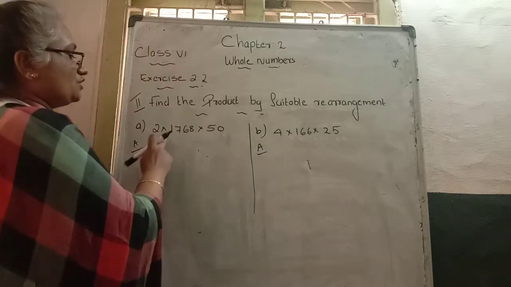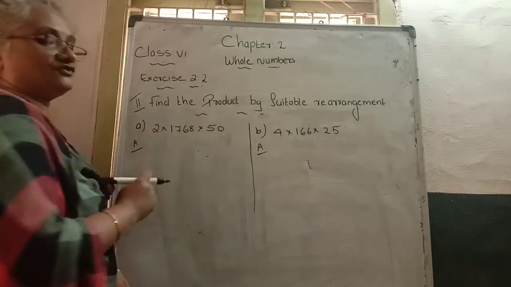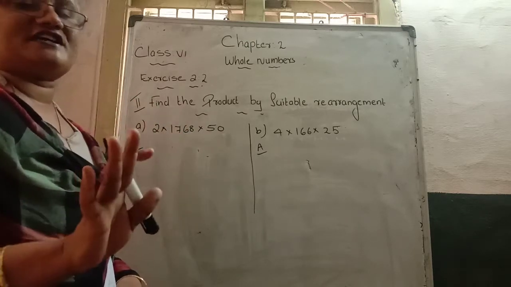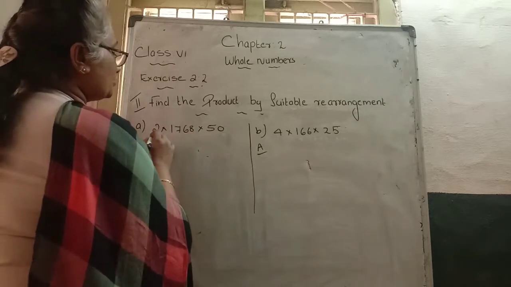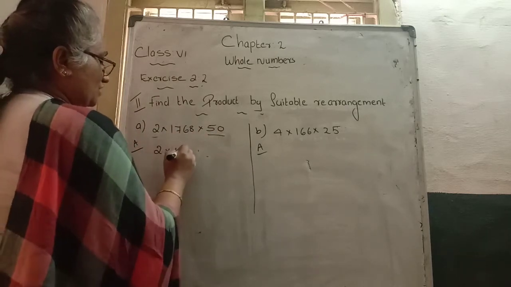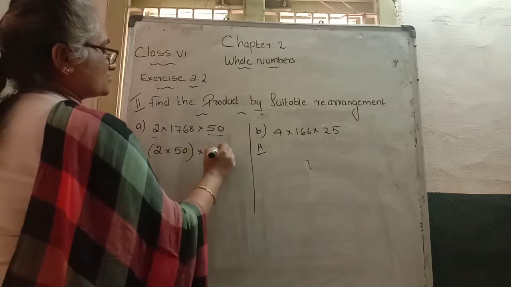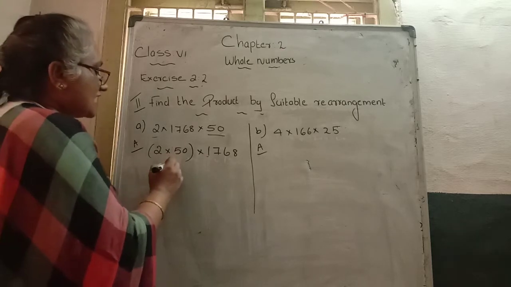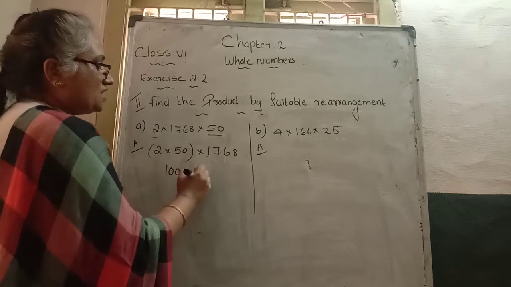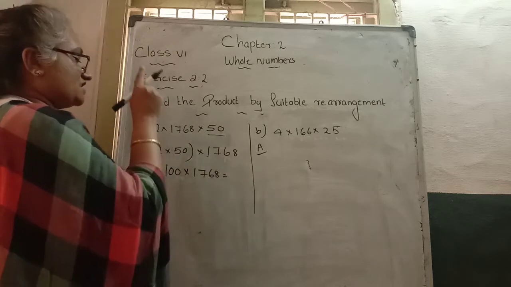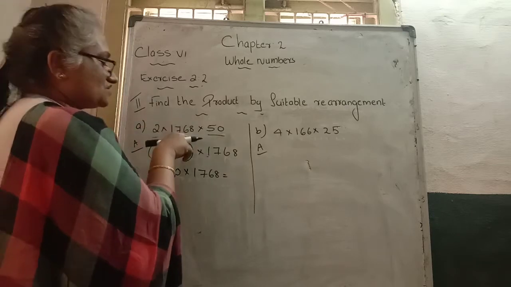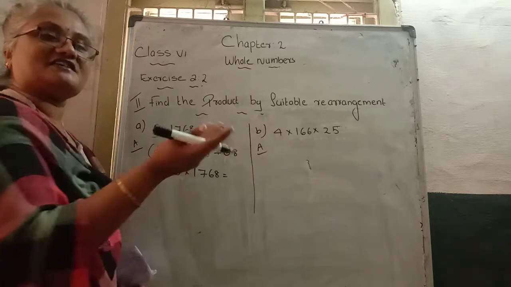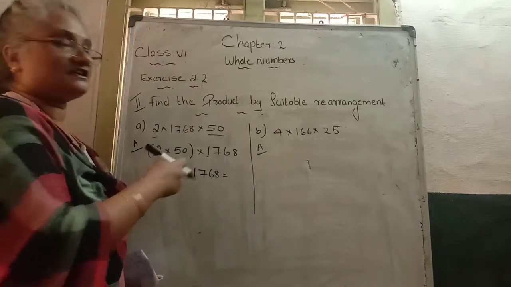See, 2 into 1768 into 50. In any order you can arrange it and find the product. That's why I combine the 2 and 50. 2 into 50 into 1768. Why did I combine 2 into 50? Because it is 100. 100 into 1768 is easy. Otherwise, 2 is multiplied with this number and that answer is multiplied with 50. So the easy way: 2 and 50 multiply to 100, and we directly multiply the answer with 1768.